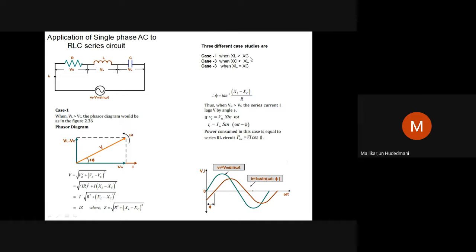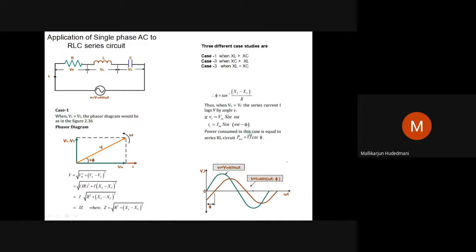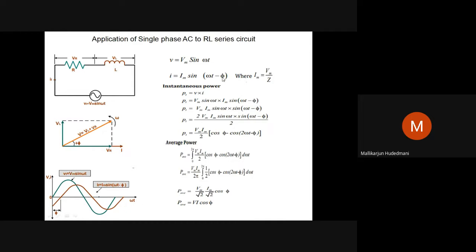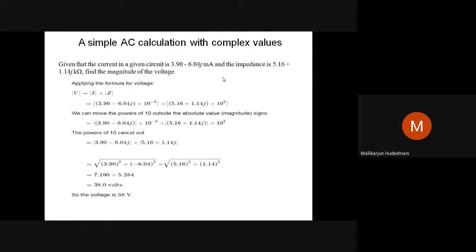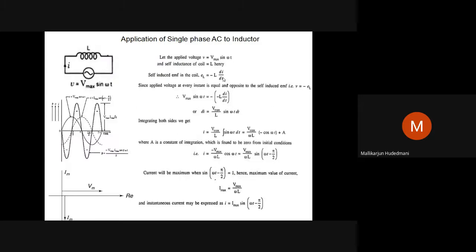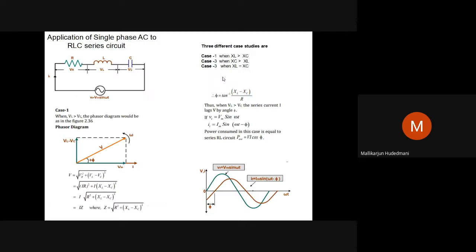XL greater than XC, one case. XC greater than XL, separate case. XL equal to XC is mostly not asked because that repeats your single phase R circuit. Therefore, here I have two questions: XL greater than XC, XC greater than XL, nothing but RC, RL. These two you are able to get if I know C, if I know L, if I know R. If I know all these basic cases, RL, RC is easier. If I know RL, RC, then RLC together in series is very easy.